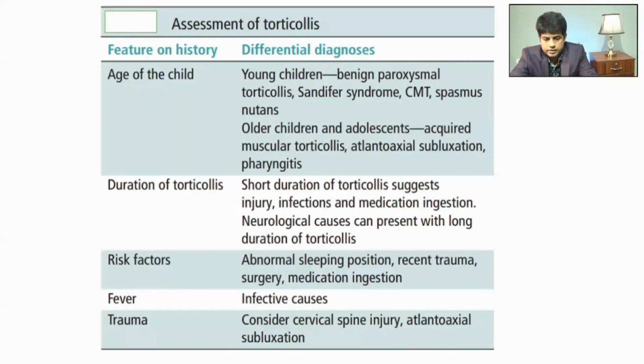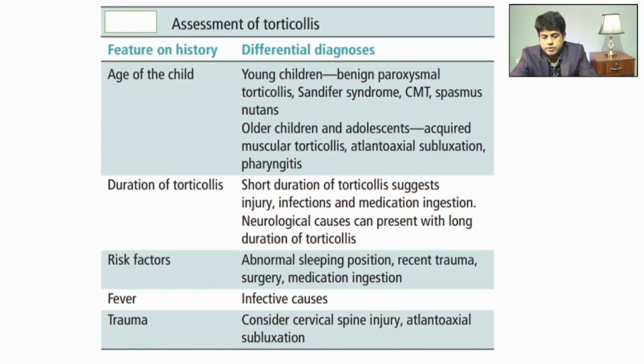First of all, look at the child. Now if your child is a neonate, it's more likely to be a congenital muscular torticollis. And if the child is a young infant, the other differentials include Sandifer syndrome, spasmus nutans, and benign paroxysmal torticollis, because they are quite uncommon in older children and teenagers. However, if torticollis presents newly in an older child or a teenager, then the differential diagnosis includes acquired muscular torticollis, atlantoaxial subluxation, and infective causes like retropharyngeal abscess and Lemierre's syndrome.